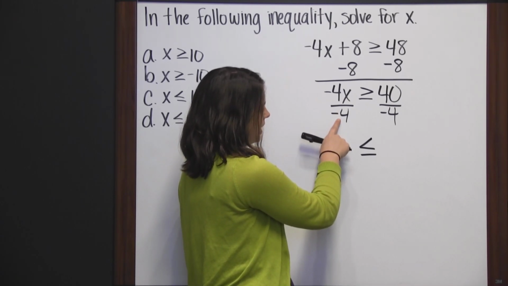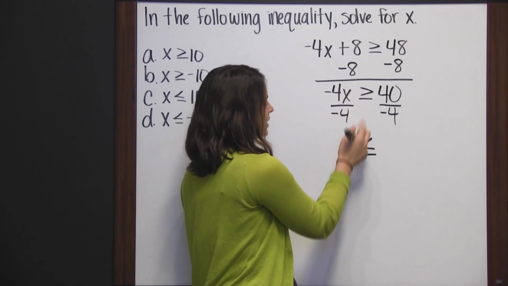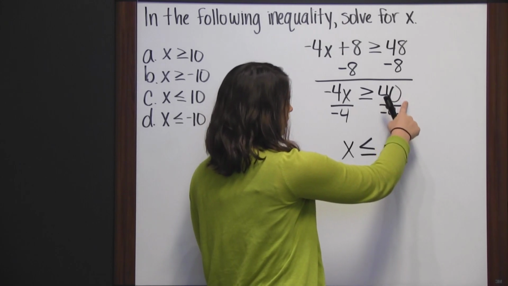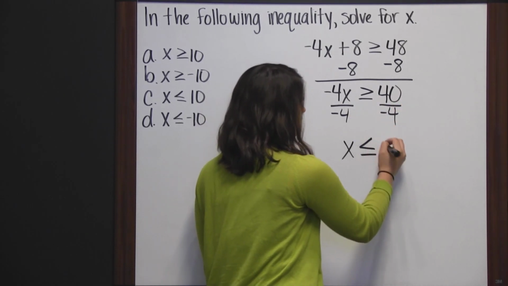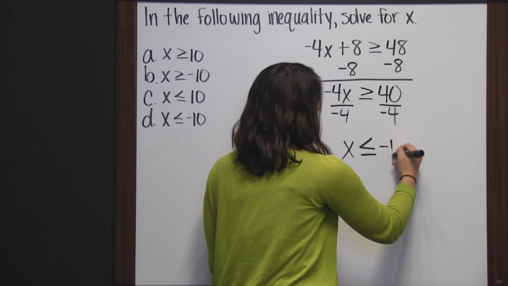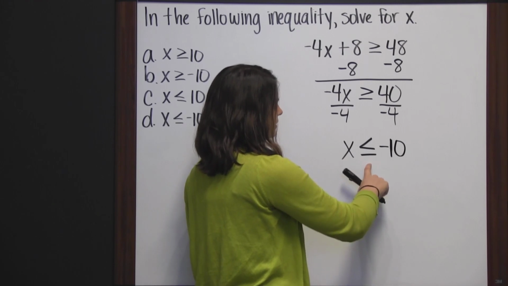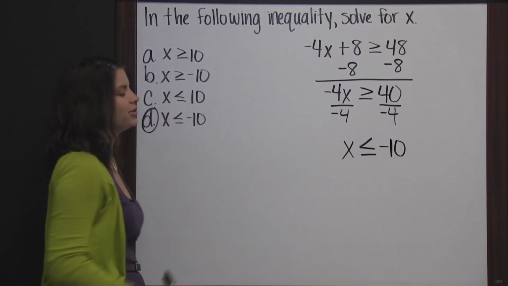-4 divided by -4 is 1, and 1 times x is x. 40 divided by -4, a positive divided by a negative is a negative, and 40 divided by 4 is 10. So x is less than or equal to -10. Answer D.